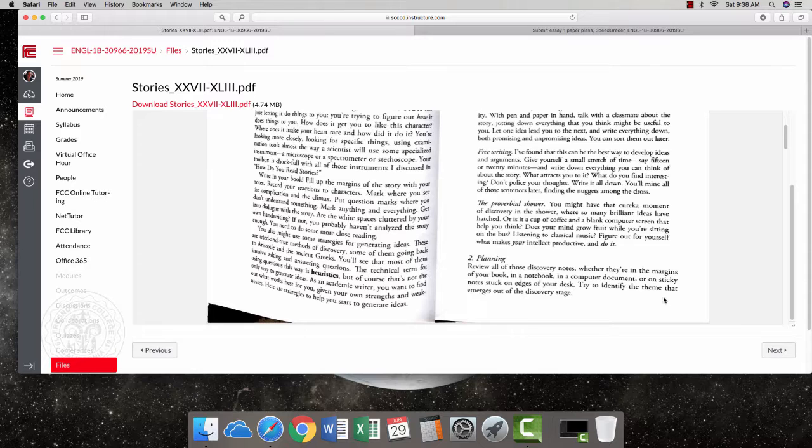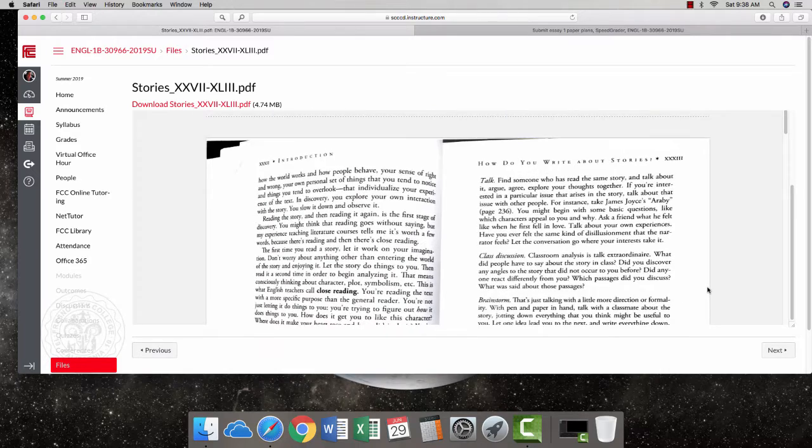But of course that's not the only way to generate ideas. As an academic writer, you want to find out what works best for you, given your own strengths and weaknesses. Here are strategies to help you start to generate ideas.